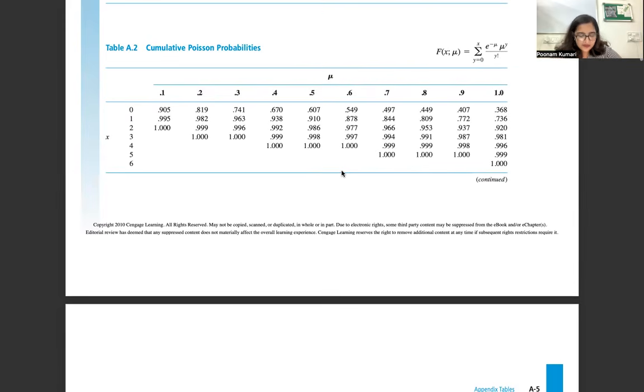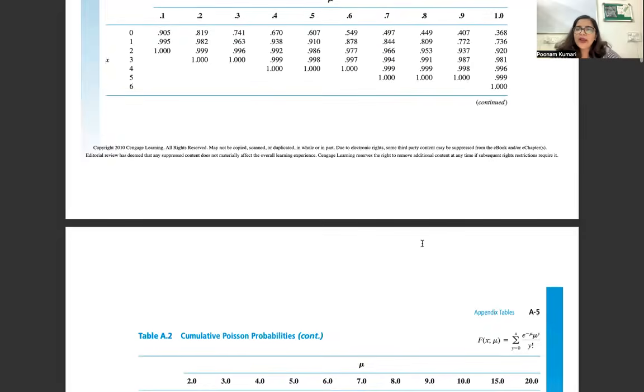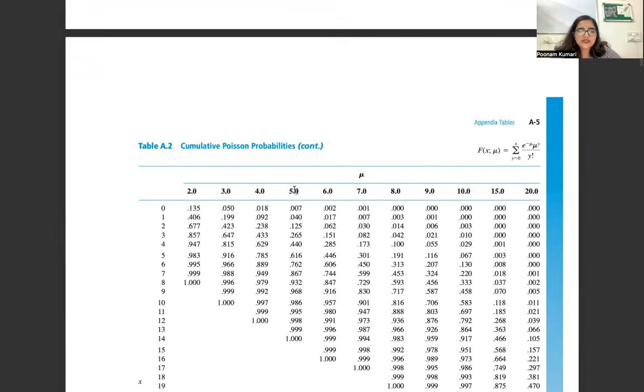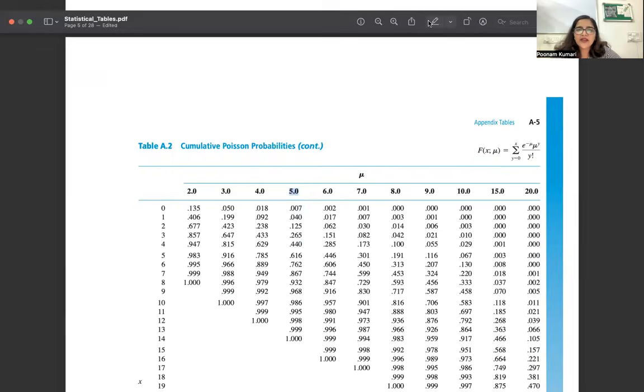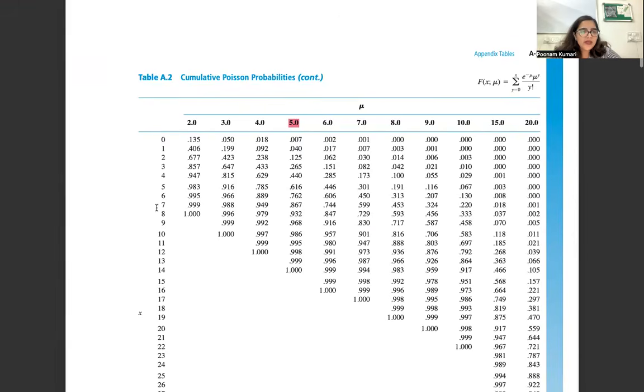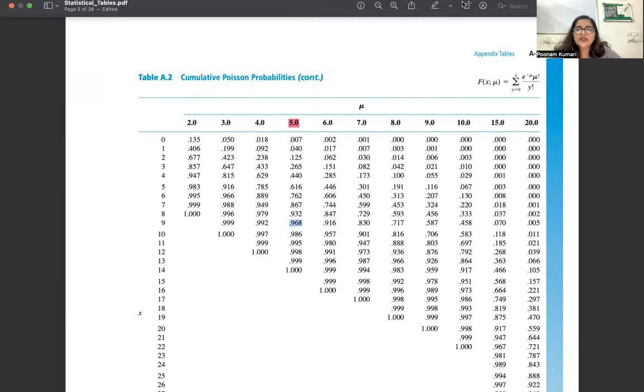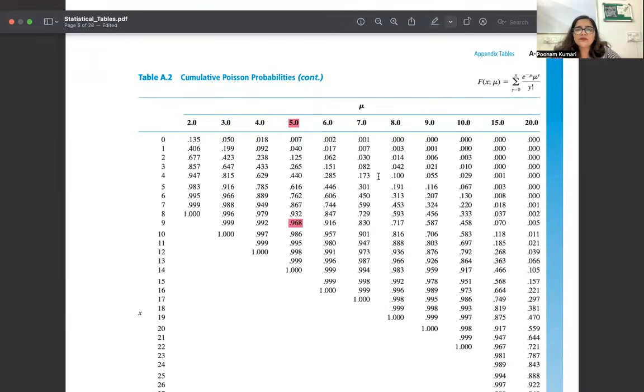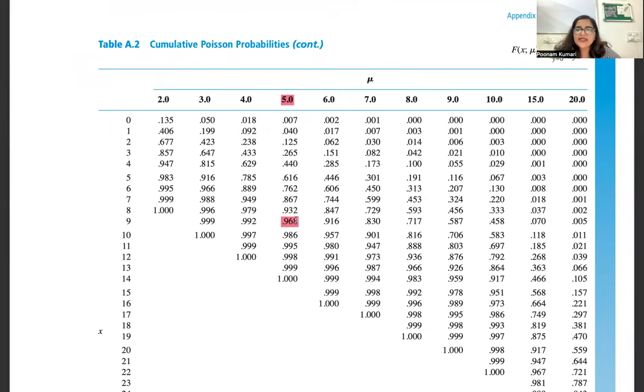Yes, ma'am. Right? तो what is your x value? 9. ठीक है? My x value here is 9 because I'll sum from 0 to 9. And what is my mu value in this case? My mu value was 5. So I will look for 5, which is this. 5 is here, right? ये 5 है. And in 5, I will look for value 9. So 9 value is this. So 0.968. उसको 1 में से 0.968 माइनस करेंगे.